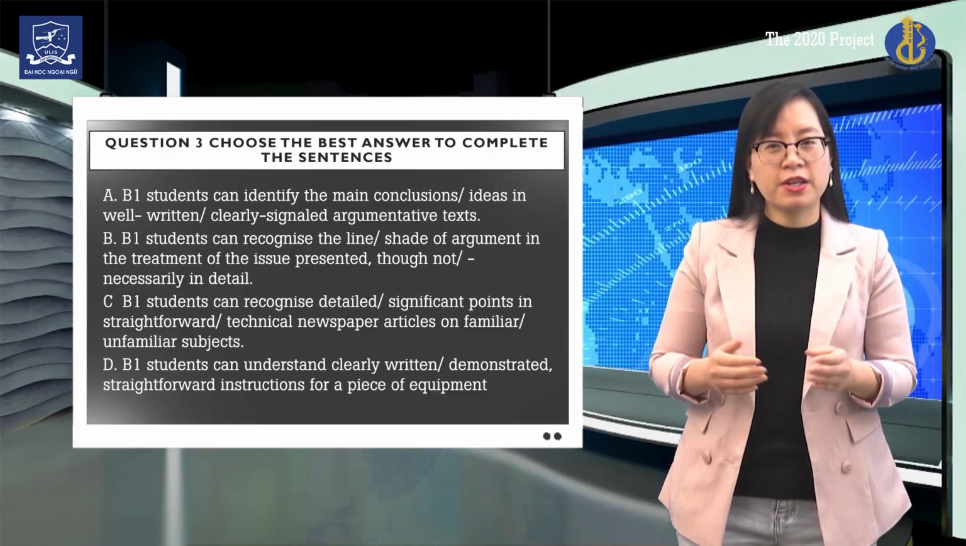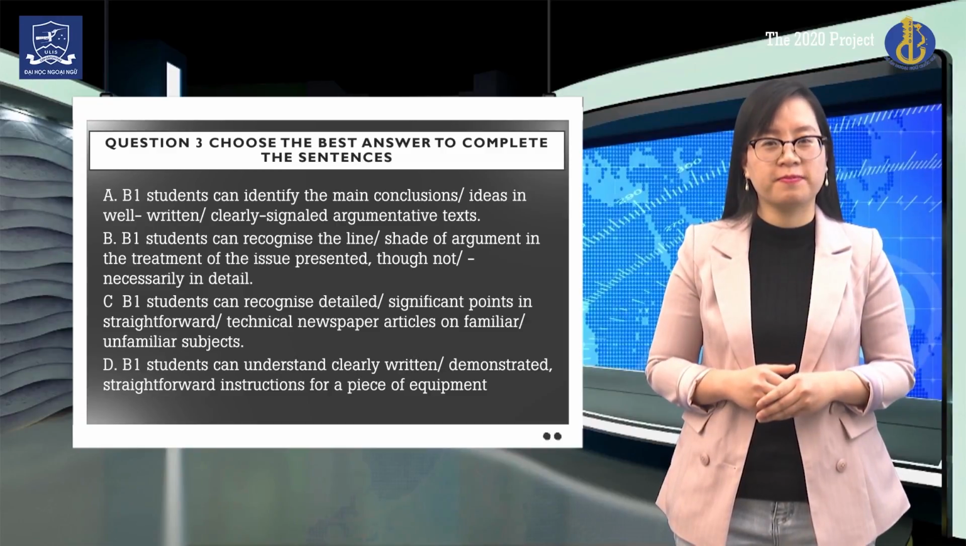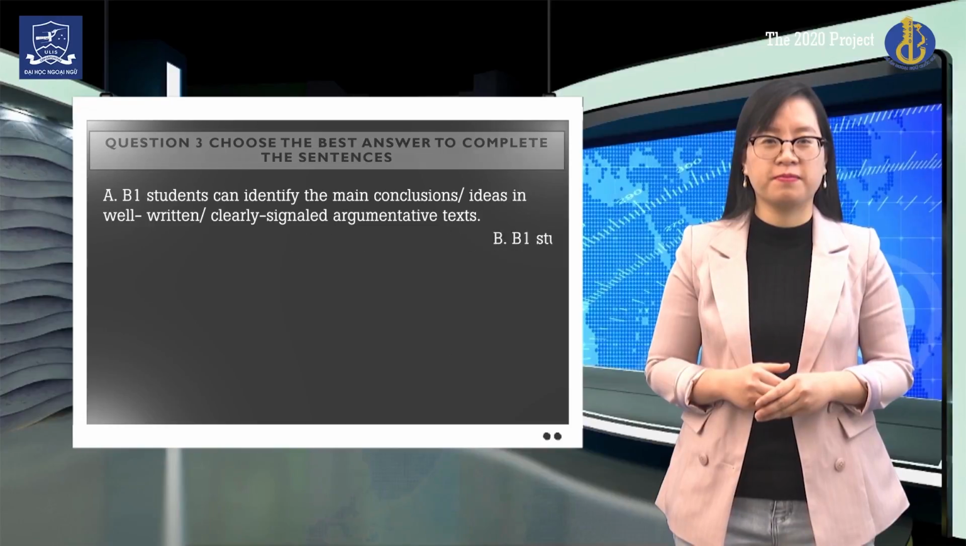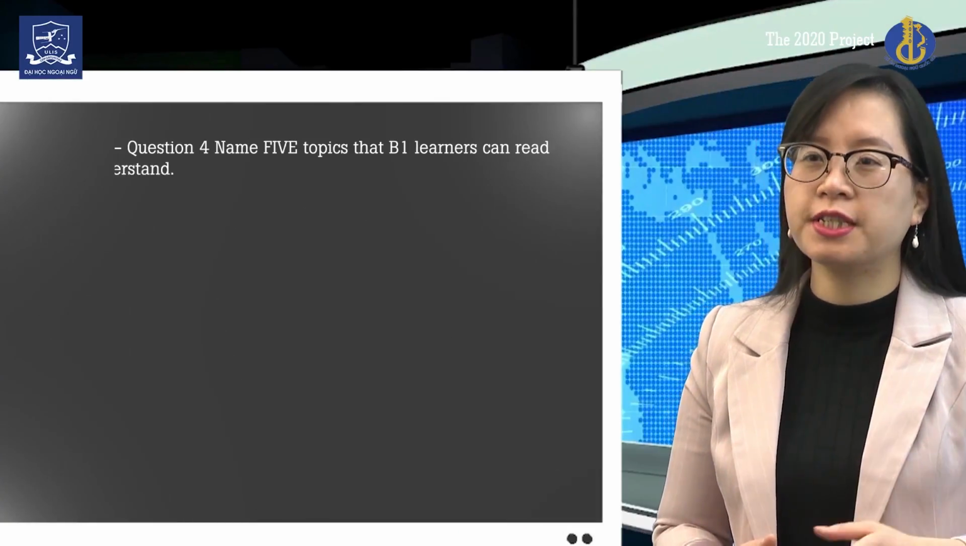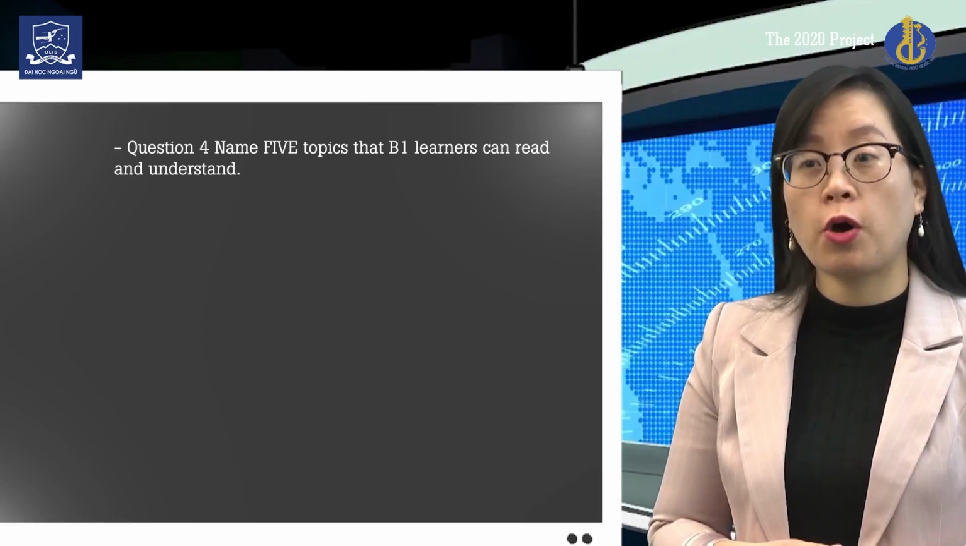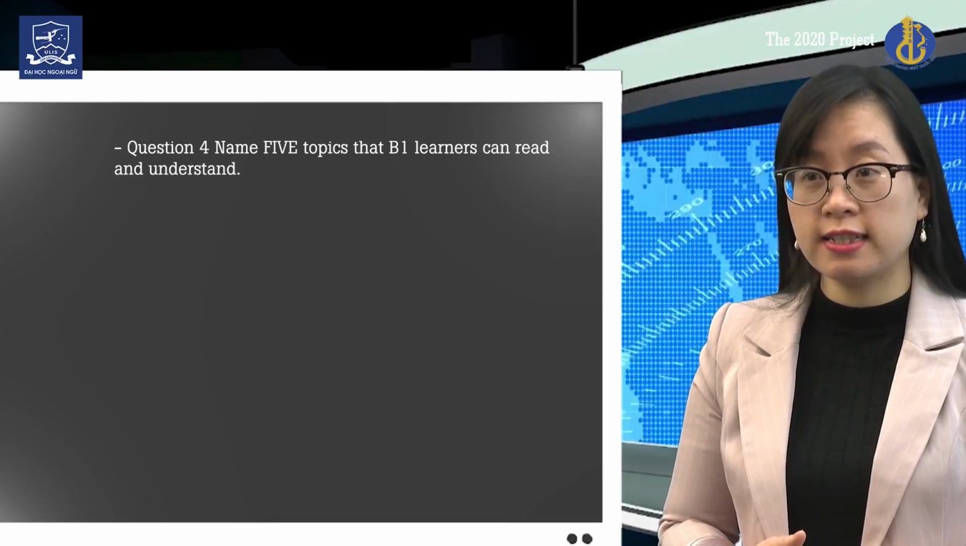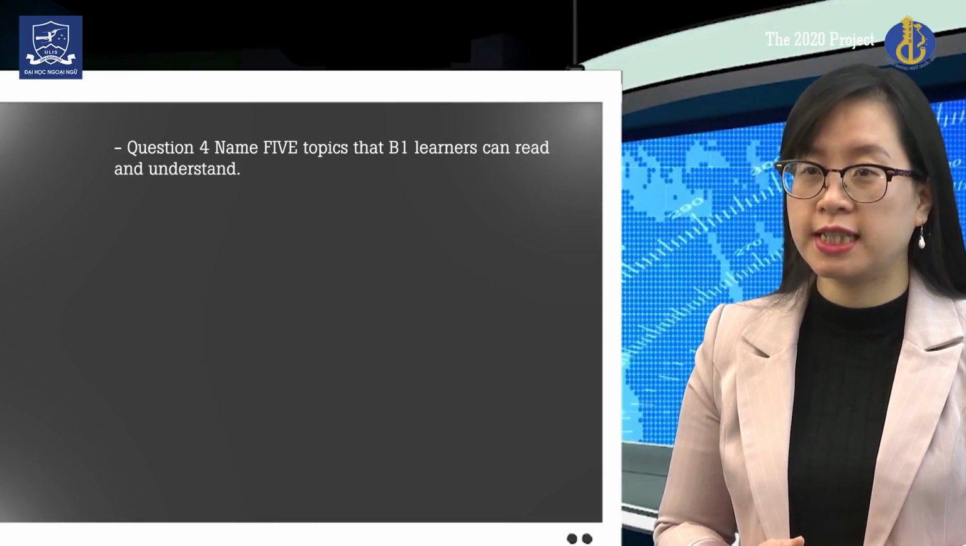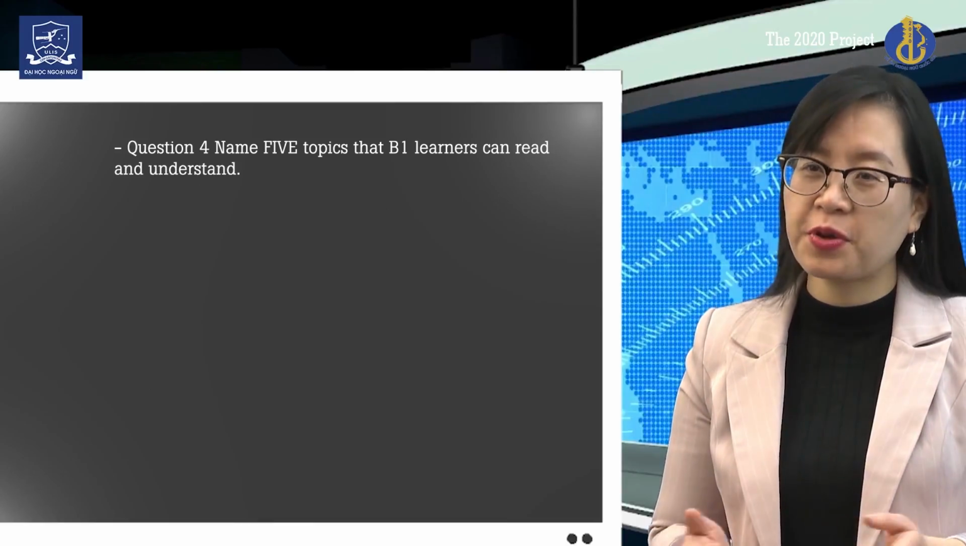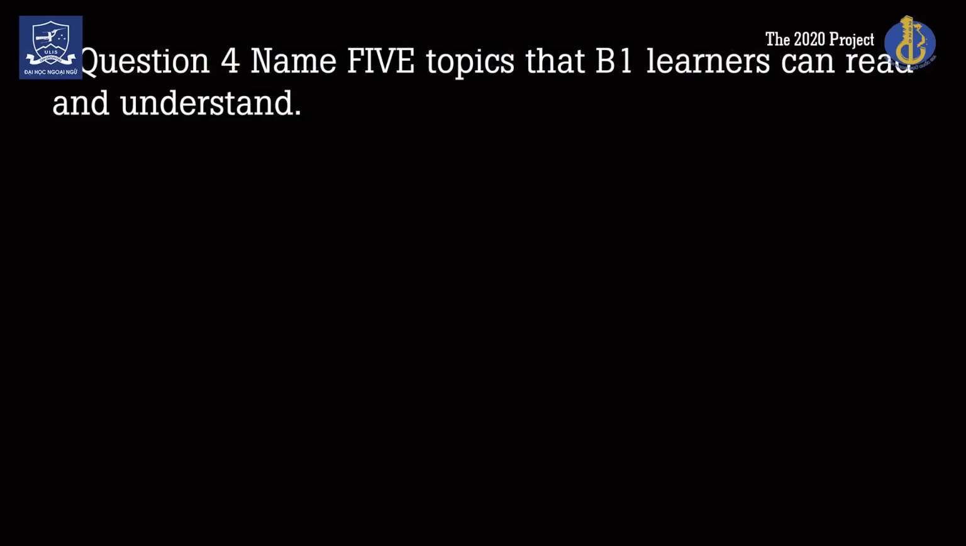So, how many correct answers have you got? Hope you got them right. Coming up next is question 3. For this question, you need to write down on a piece of paper 3 topics of written sources that B1 level students can read. Now you have 20 seconds.